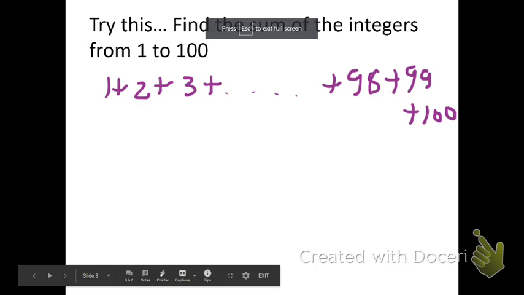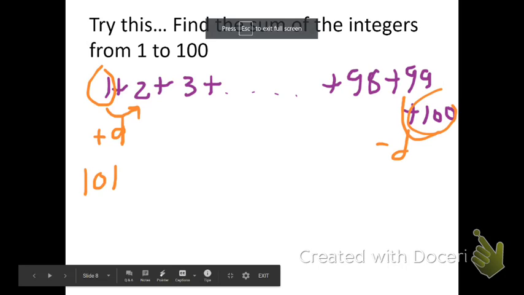Since when you have an arithmetic sequence, there's a common difference, to go from the first term to the second term, you add the common difference. And when you go from the last term to the second to last term, you subtract the common difference. So because of that, if you take the first term and the last term, you get 101. Then if you take the second term and the second to last term, since you add d to go from 1 to 2, and subtract d to go from the 100th to the 99th term, 2 plus 99 is equal to 101 again. Then you do the same thing with the next terms, 3 and 98, and you get 101.